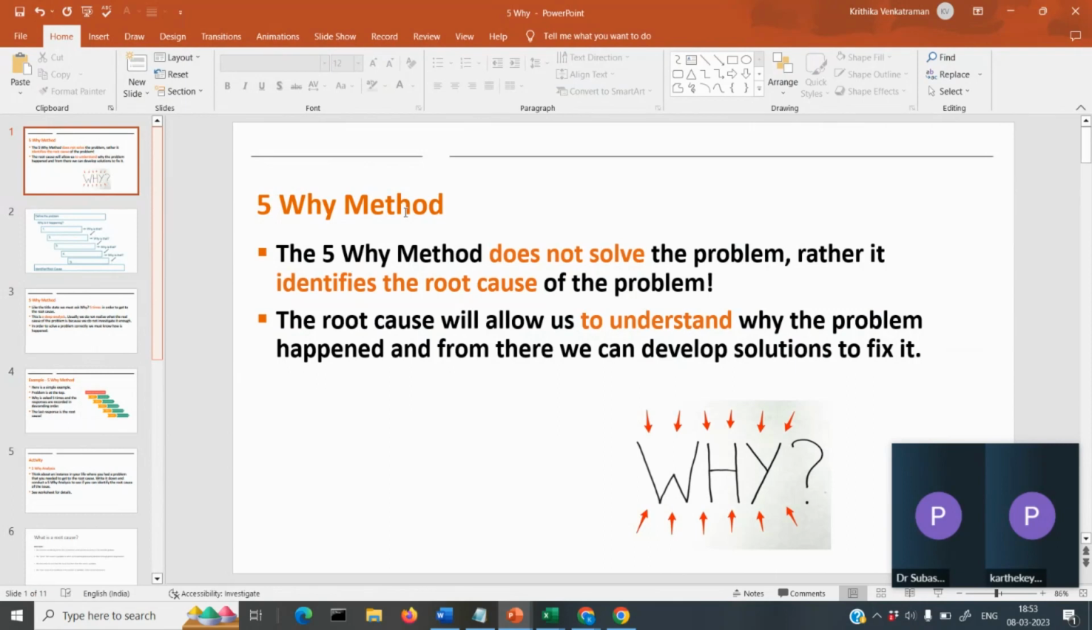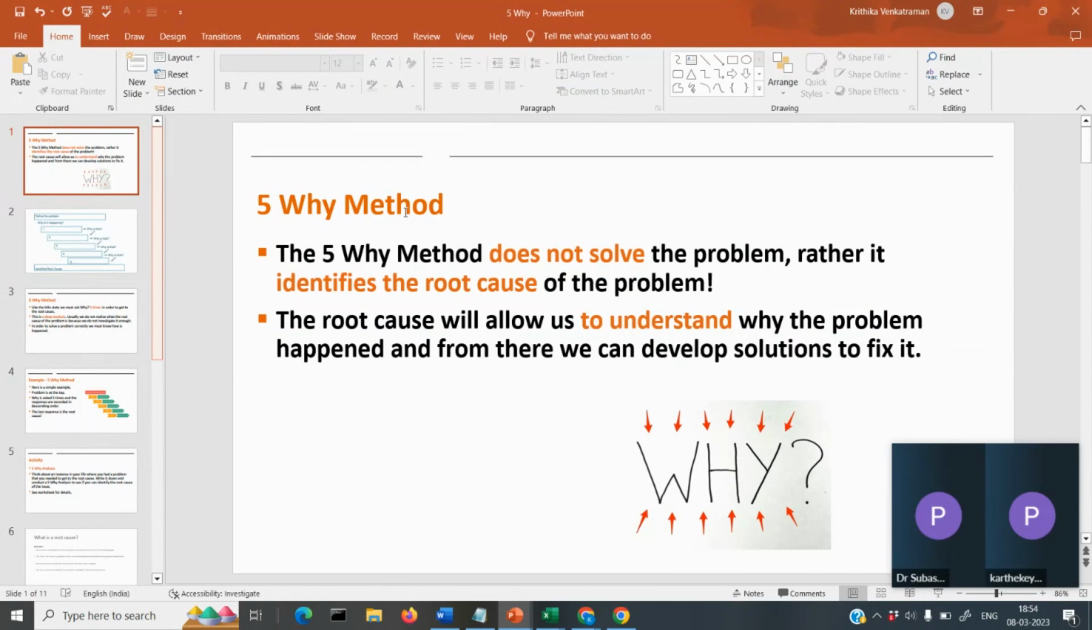If you identify the root cause, then you will get to know how to solve the problem. If you solve the root cause, or at least reduce its impact, then you would have created a very good impact in solving the problem. That is why we focus on root cause analysis.